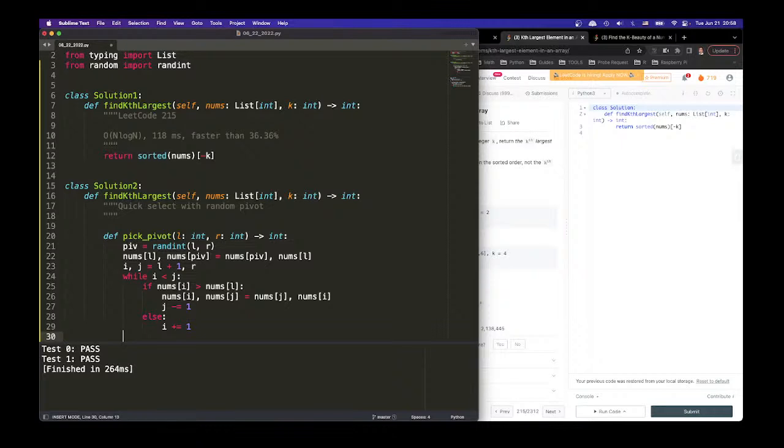So when we get out, we want to know where to place the pivot. So smaller goes here, larger goes there. Maybe we should put larger or equal to.